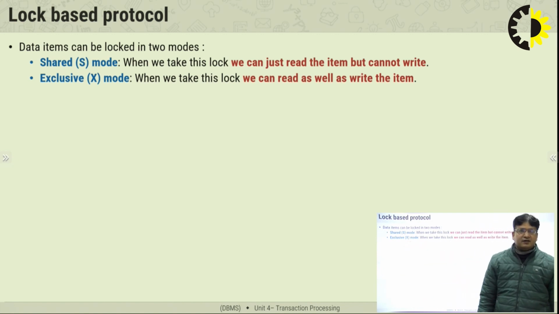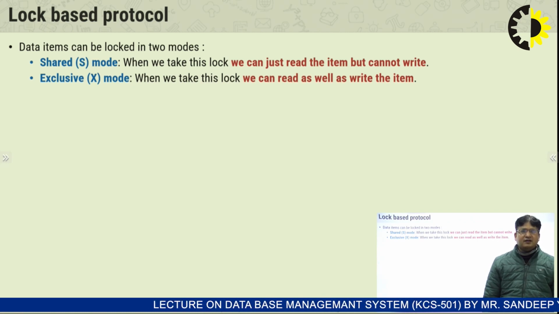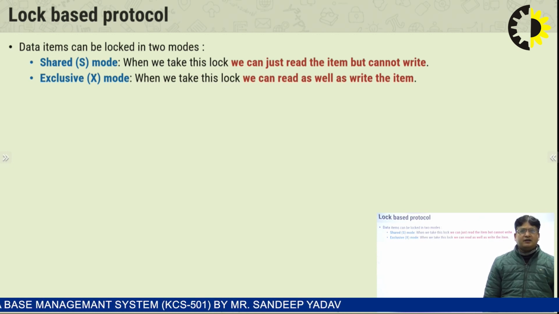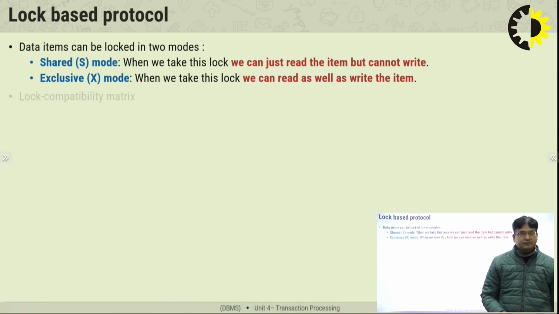Now what is this data item that we are talking about? A data item can be a single field, a file, a record, a page, or it can be the entire database. So the size of the data item can be fine or it can be coarse. If we have a larger data item size, then we will face overhead, and if we have a smaller data item size, then we will have more locks. So we need to keep this in mind while deciding the size of the data item.